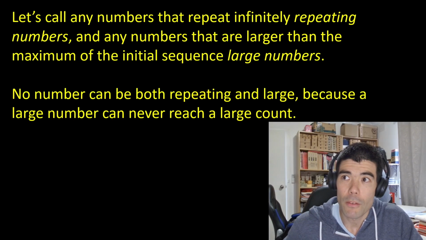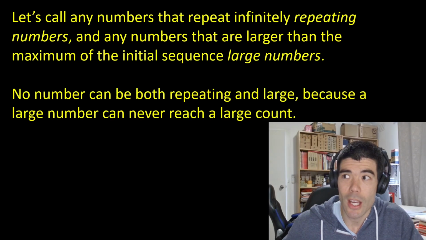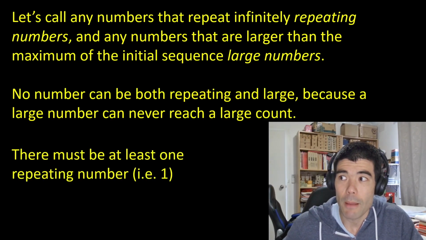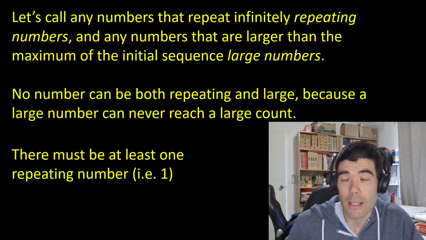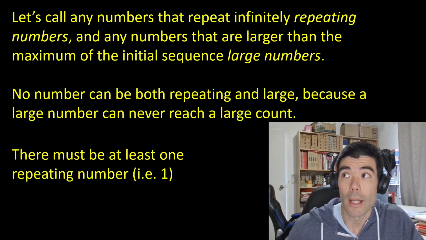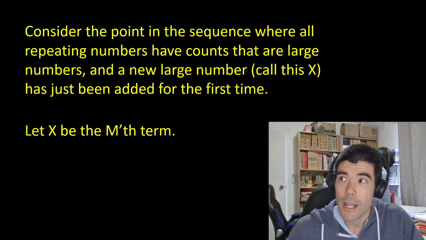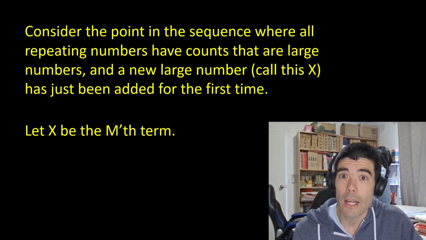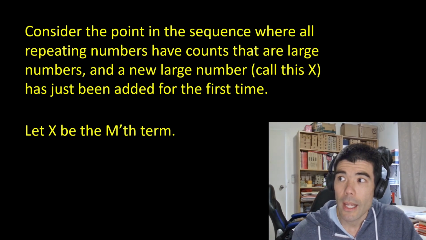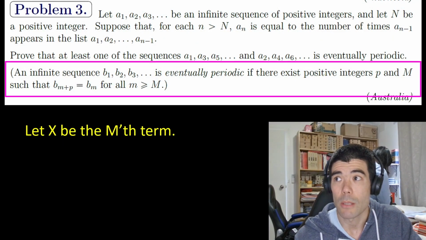No number can be both repeating and large because, as we saw before, a large number can never reach a large count. We also saw before that there must be at least one repeating number, that is the number 1, because as the counts increase to infinity, a new number would always appear, giving another 1 in the sequence. Now let's consider the point in the sequence where all repeating numbers have counts that are large numbers, and a new large number, say x, has just been added for the first time. We'll let x be the mth term in the sequence, where m was defined in the question. m is the point after which the sequence is going to become periodic.